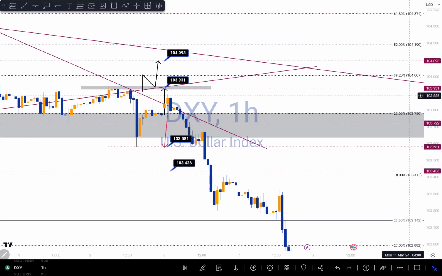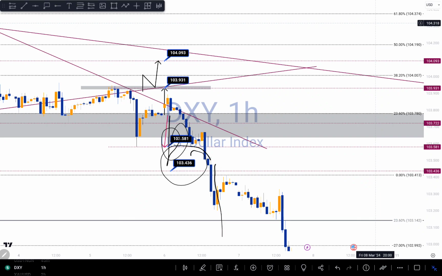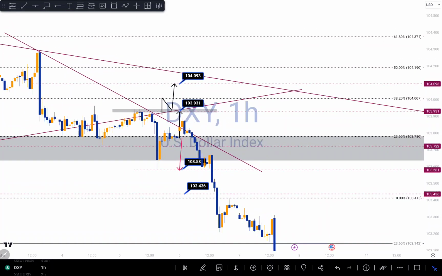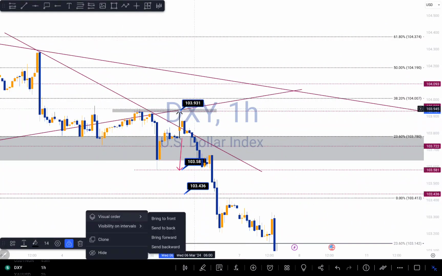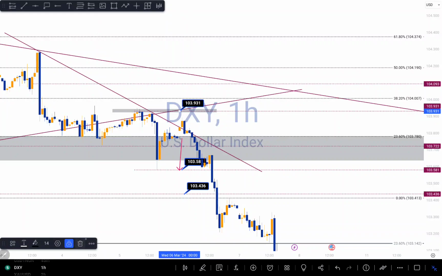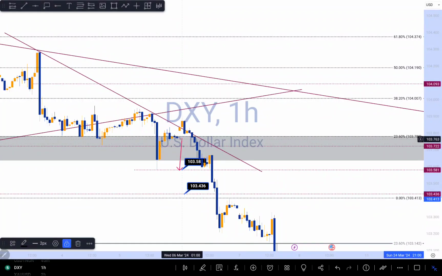And as you can see, DXY started tanking to the downside, right? We tanked to my first TP, my second TP, and we even tanked way below my TPs. So now I'm going to delete my current analysis on the XY guys, and let's reanalyze the XY based on the current market price.